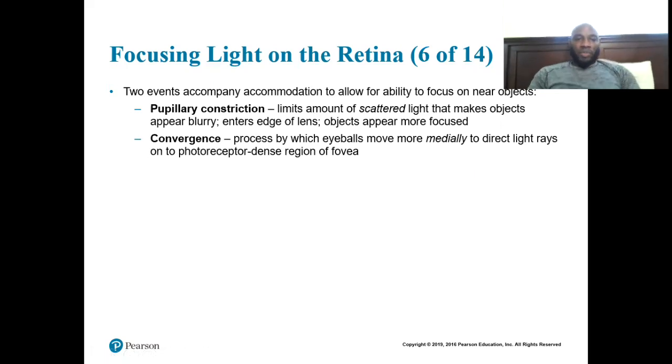What we call pupillary constriction limits the amount of scattered light that makes objects appear blurry. Light enters the edge of the lens, and objects appear more focused. Then we have convergence, the process by which eyeballs move more medially to direct light rays onto the photoreceptor dense region of the fovea.